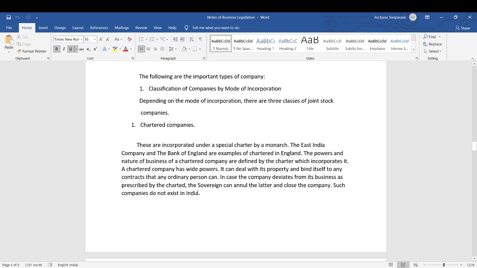So here is what is needed to form a chartered company: documentation like a charter must be signed and approved by the king and queen of the country. So these types of companies are not available in India.